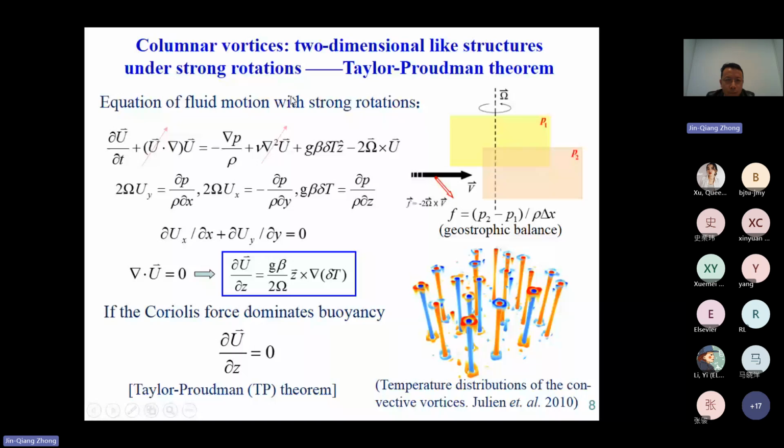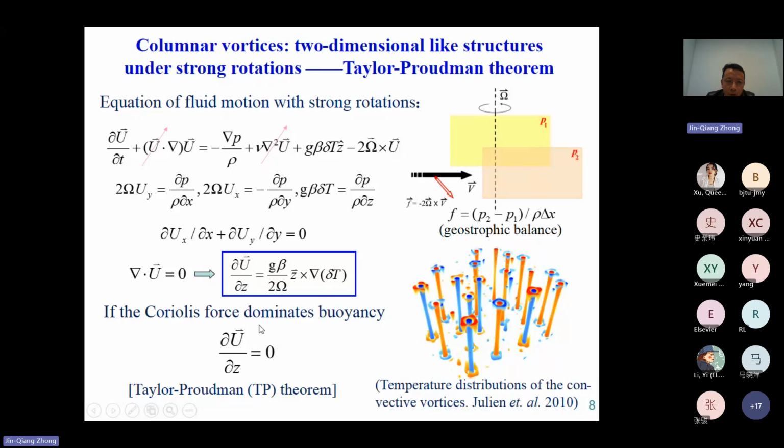Let's discuss the equation of fluid motion with strong rotation. We consider a steady solution far from the viscous Ekman layers, so we can neglect the inertial force and the viscous force. Then the Coriolis force is balanced by the pressure gradient in the horizontal direction. If we take the derivative of this equation and make use of the fact that the fluid is incompressible, we obtain the thermal wind balance.